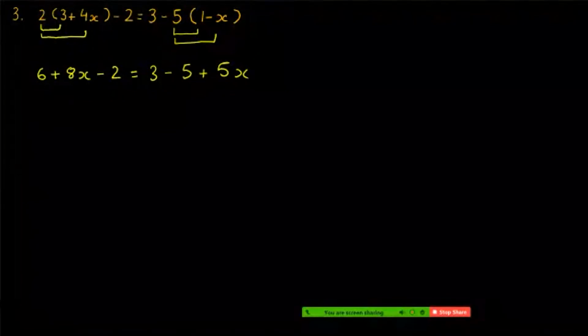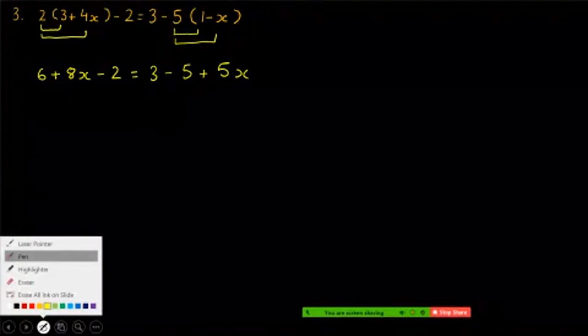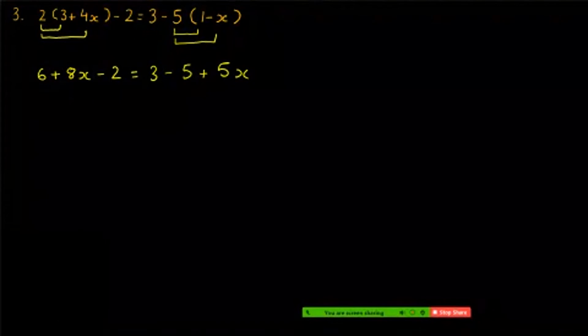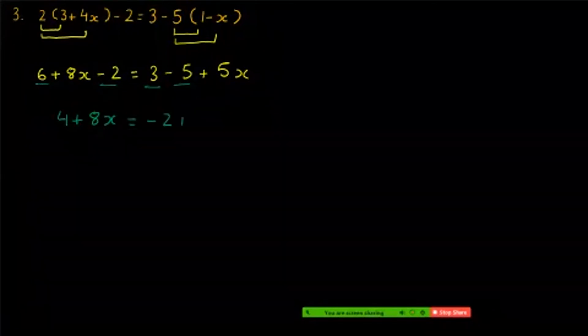Okay, so now we have an expanded version of this equation. Now what we need to do is simplify it by collecting the like terms. So I'll use a different color for that. So 6 and minus 2, and now we have 3 and minus 5, and we'll leave the x's for later. So 6 minus 2 is going to be 4 plus 8x is equal to 3 minus 5, which is going to be minus 2 plus 5x.